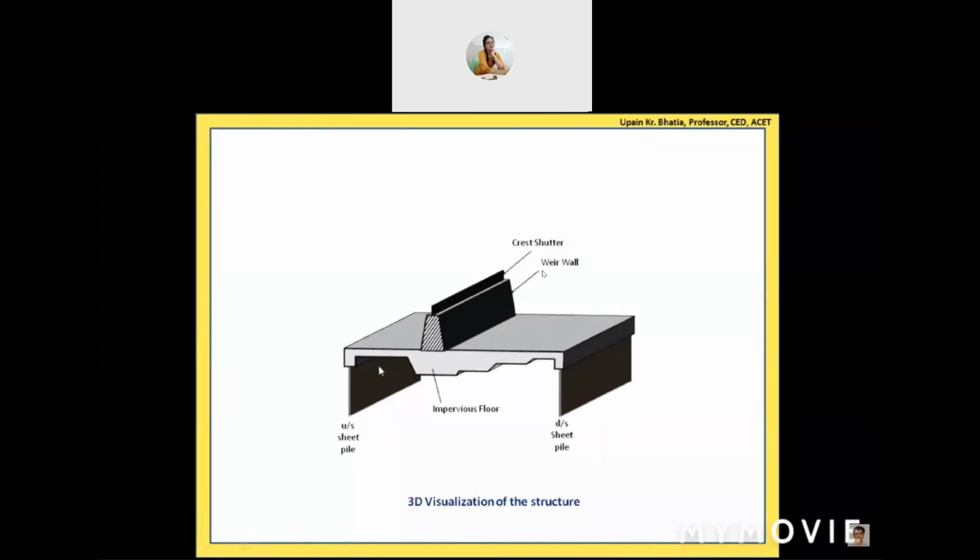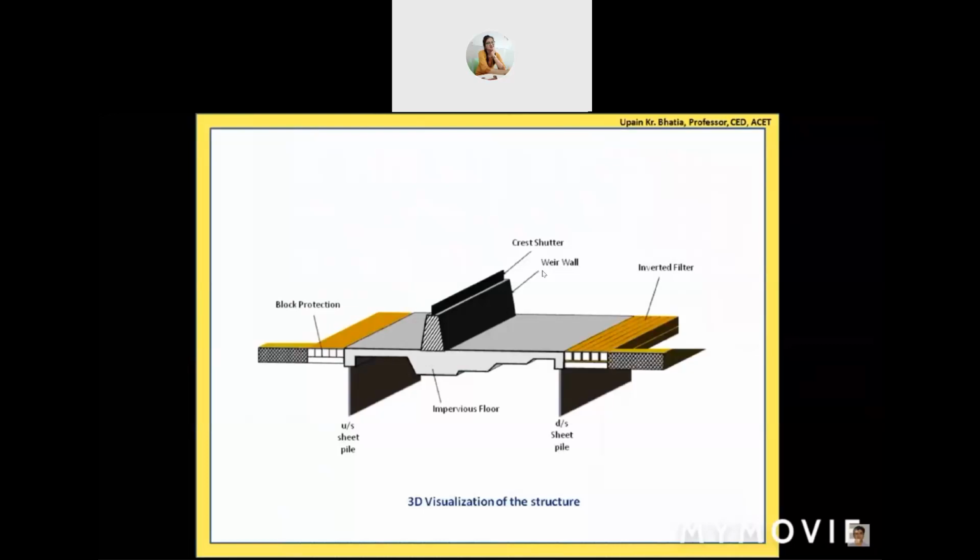The sheet pile on the upstream side of this impervious floor is called the upstream sheet pile, and the one provided on the downstream end of this concrete floor is called the downstream sheet pile. So simple naming is there. Now on both of the sides, what you see is block protection on the upstream side and inverted filter on the downstream side. Till now we have discussed the functions of every component. We are left with this launching apron, on both of the sides. We have to discuss how it functions.